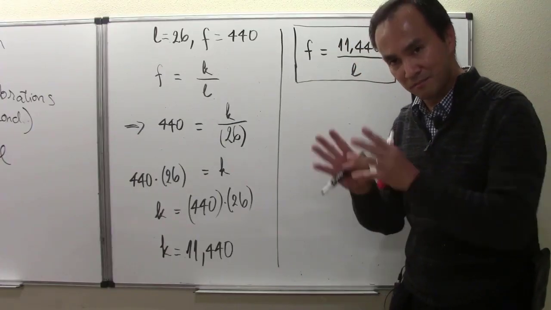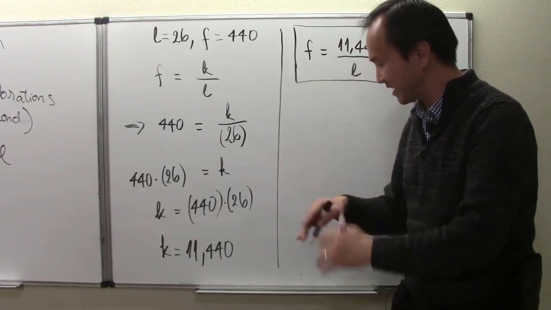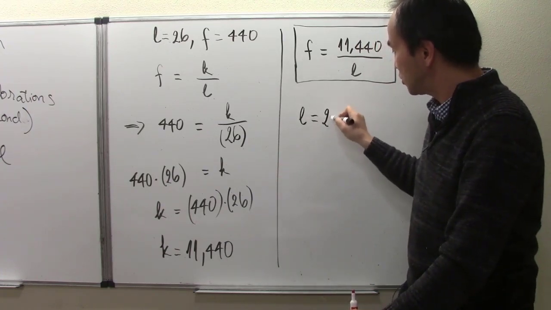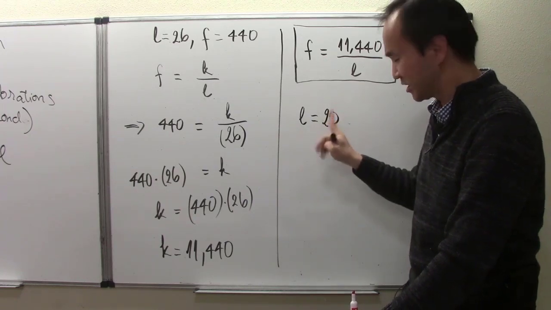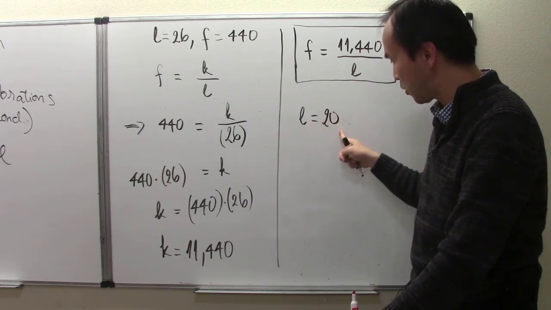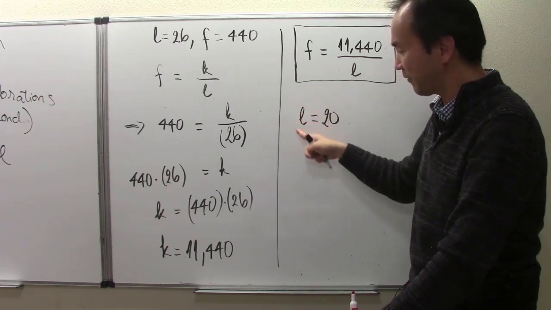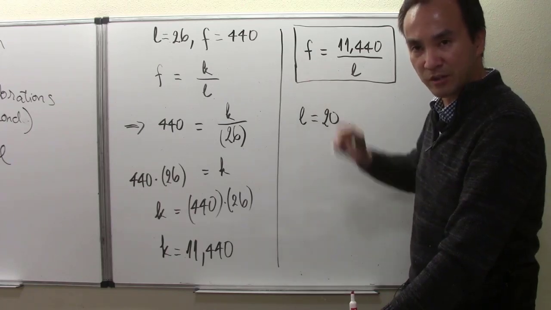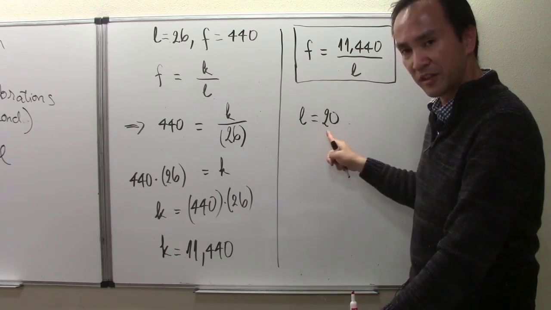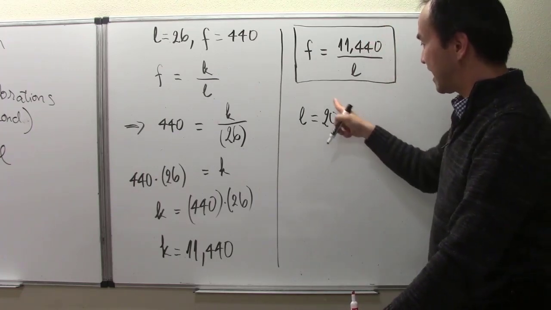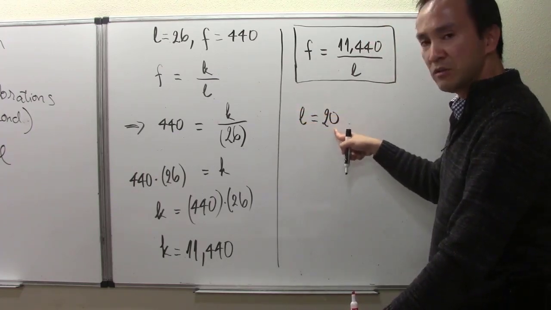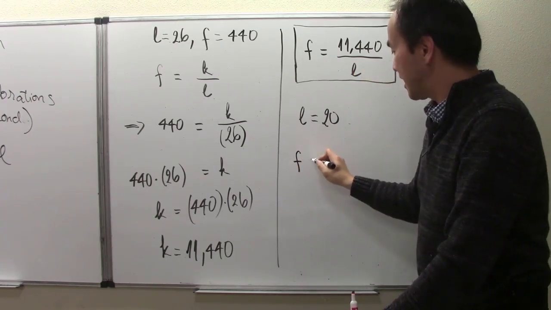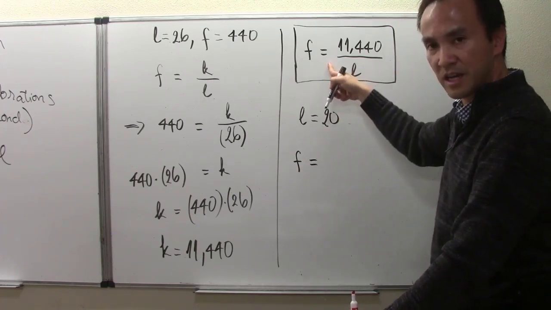According to that worded description, we're given that now L equals 20 inches, no longer 26. We want to calculate the corresponding value for the frequency of the guitar string at that specific length. So I am simply going to substitute this value into our complete final equation.